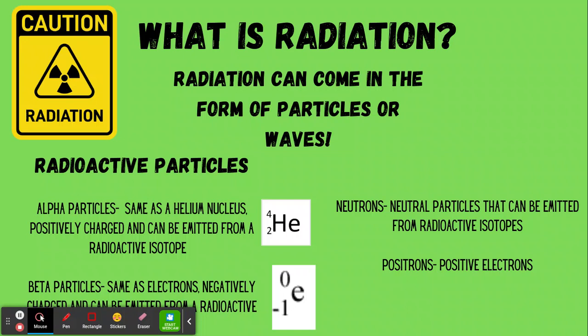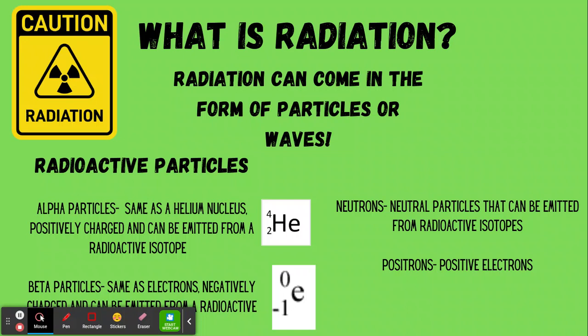Radiation can come in the form of particles or waves, and it is basically either waves or particles that come off of a substance like a radioactive material, or from a radioactive process like fusion or fission that can come in contact with other types of matter and create either beneficial effects or harmful effects.